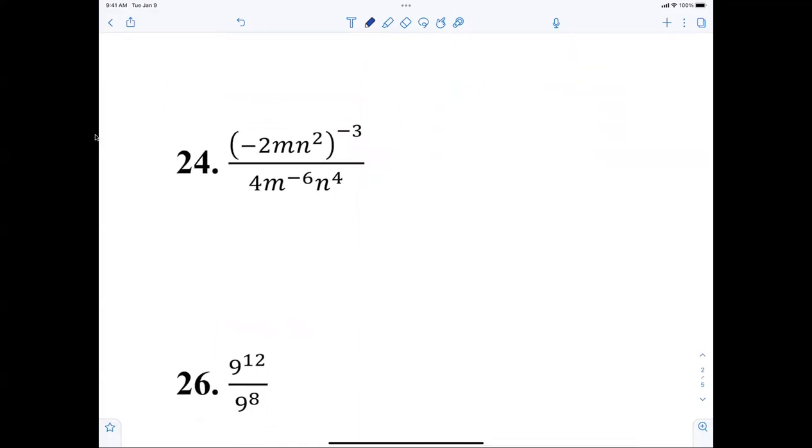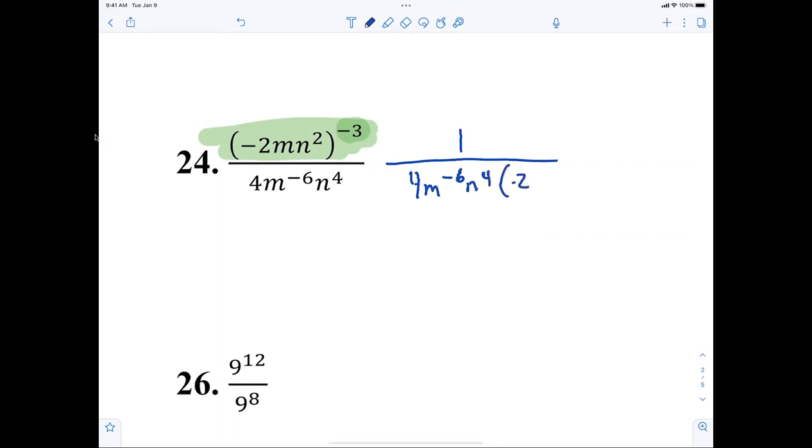All right, help me. What do I have to do with all of this? We have to multiply by -3 or -2. What do I have to do with everything though? Move it to the bottom. So I'd like everybody to do that: 1/4 m to the -6 n to the fourth, parentheses, -2 m n squared, cubed. You with me on this?